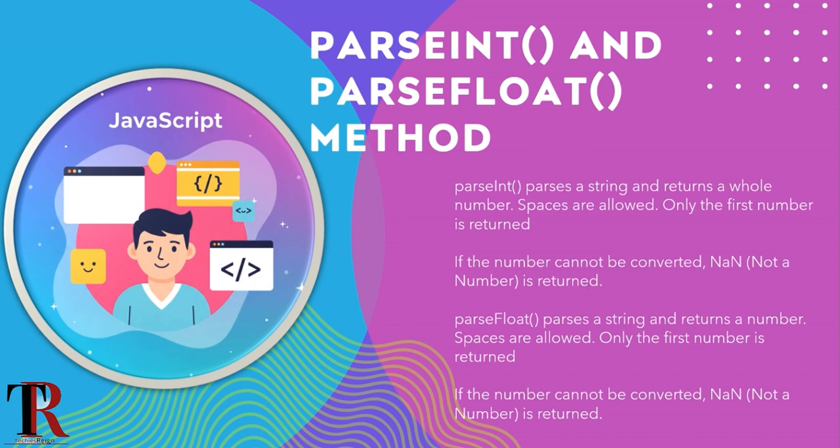So we've been able to examine the Number method, the parseInt method, and the parseFloat method, which help to convert variables to numbers in JavaScript. And these three, like it has been said, are global JavaScript functions and not Number methods per se.